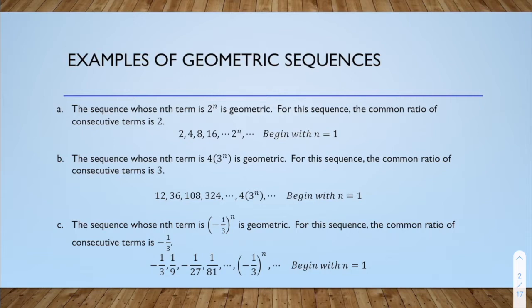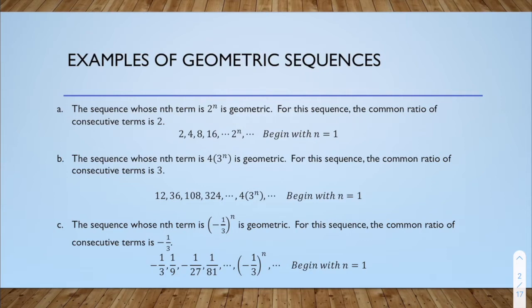The sequence whose nth term is 2 to the n is geometric. For this sequence, the common ratio of the consecutive terms is 2. So it starts with 2, so a1 is 2, and we multiply that and get 4, and multiply that and get 8, et cetera. And so that's what's going on when n is equal to 1, meaning the first term is 2.